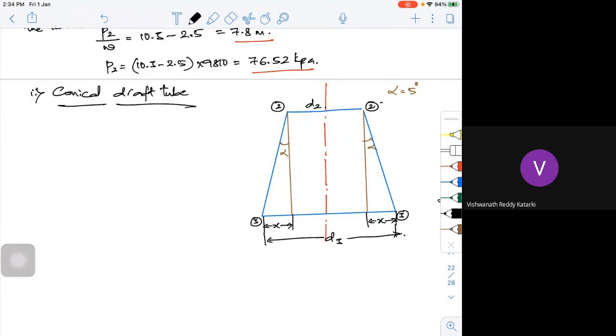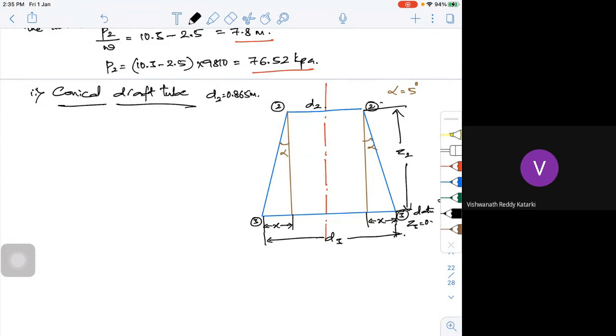So this height is once again your Z2, and this is your datum, your Z3 is equal to 0. D2 we have already found is equal to 0.865 meters. Now what is your alpha?